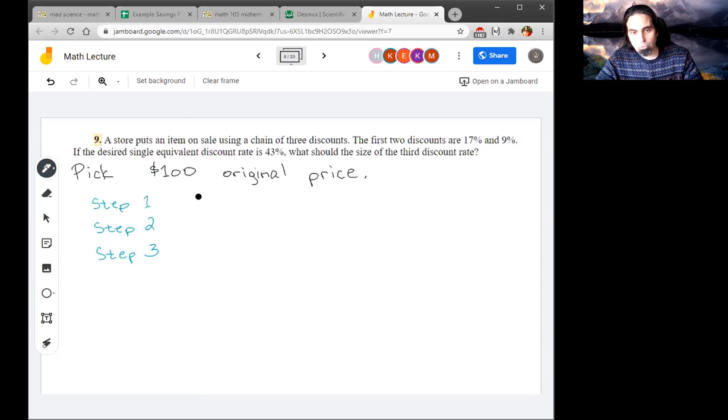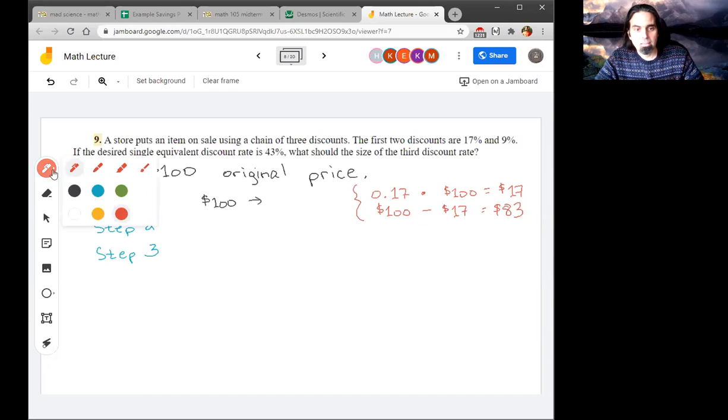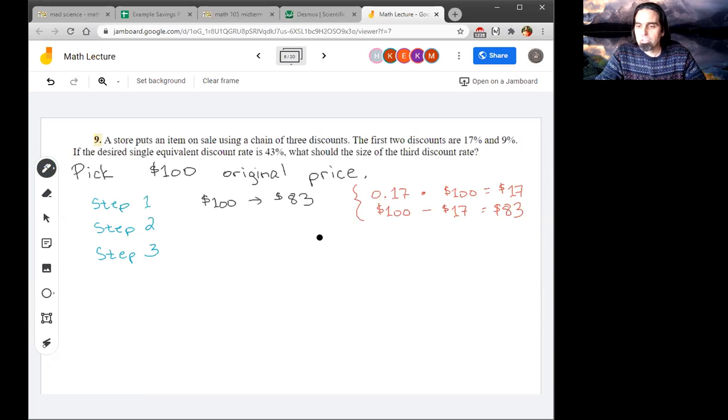So step one, we go from 100 to 17% off. We can do 17% of 100 in our heads, but I just want to write it out. So 0.17 times 100 is 17. And then we take our 100, subtract the 17, and get 83. Everyone okay with the first discount?